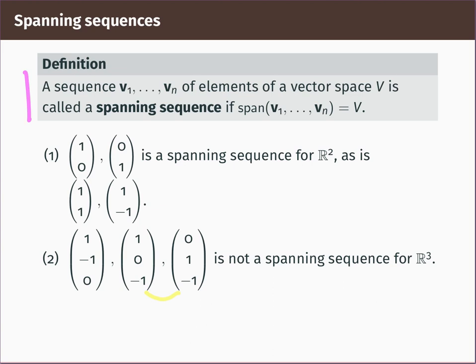So the arguments on the previous slide really do show that this thing is not a spanning sequence for R cubed, as, for example, 1, 0, 0 is not in the span of these three vectors.